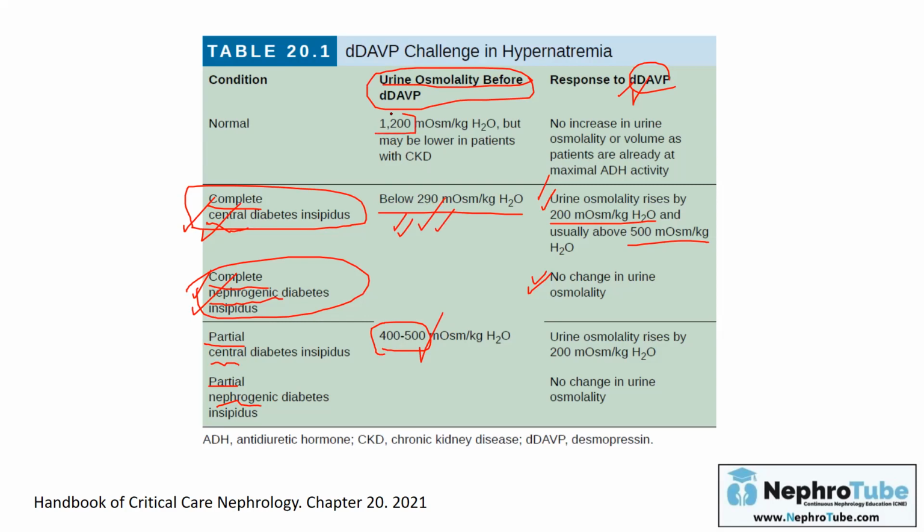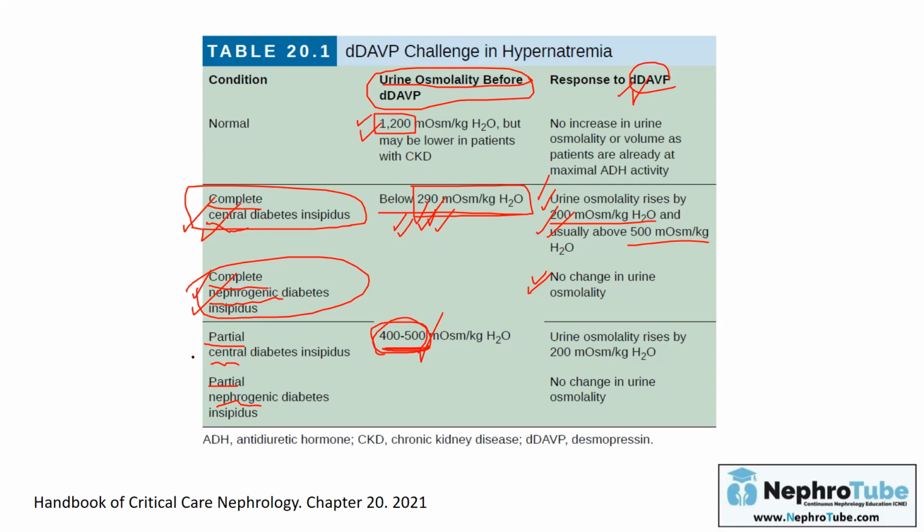Here, at the end of the deprivation, the urine osmolality is 1,200. Here, at the end of the deprivation, before giving desmopressin, the patient osmolality will be 290. Then after giving desmopressin, it will increase. Here, at the end of the deprivation, the urine will be slightly concentrated in relation to the complete cases. You will find the urine osmolality between 400 and 500, but it is not normal, because normally it must be concentrated more than 800 to 1,200.